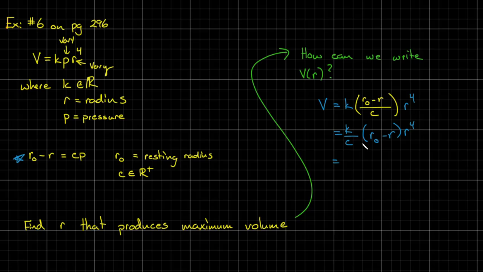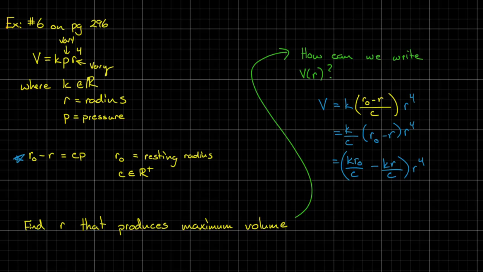And I know we just pulled the constants out, but I don't think we're hurting anything by doing a little bit more. Maybe it's KR naught over C minus KR over C times R to the fourth. Don't know that I love it, but that's okay.